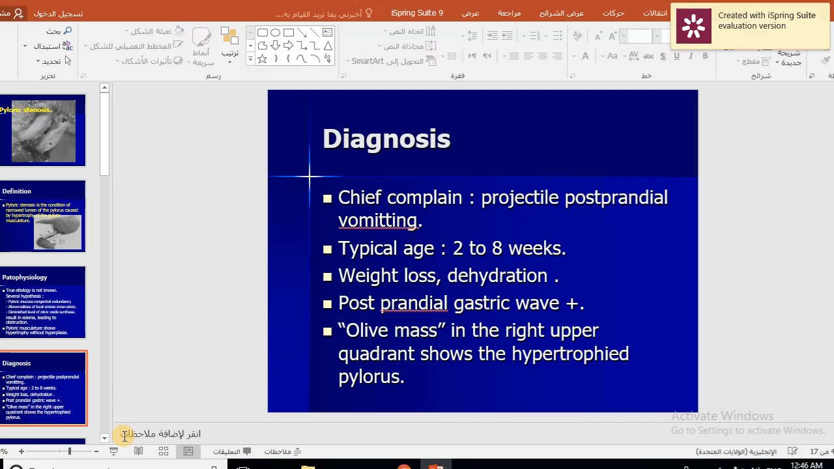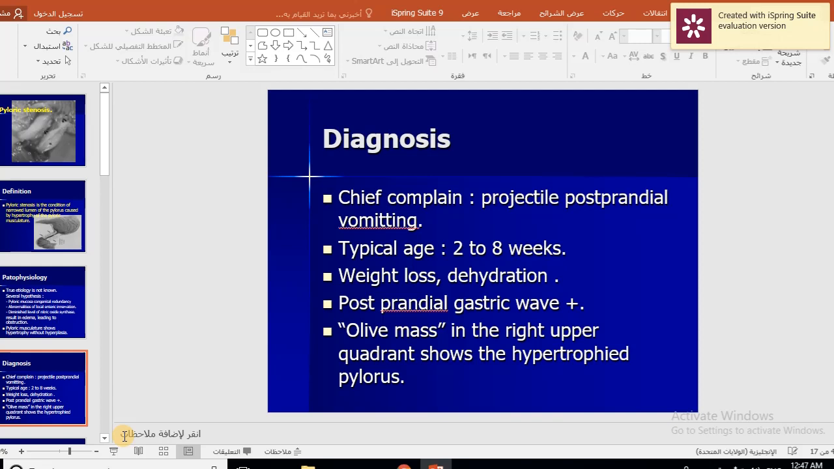For diagnosis of pyloric stenosis, there are symptomatology and signs. Chief complaint is projectile postprandial vomiting. Typical age of presentation is 2 to 8 weeks. Also, there is weight loss and dehydration. The patient may be severely dehydrated because of repeated vomiting.